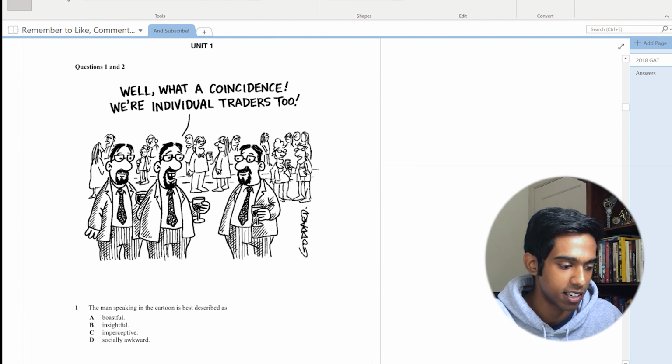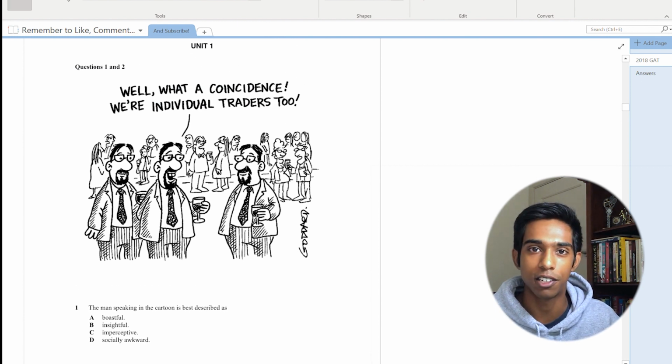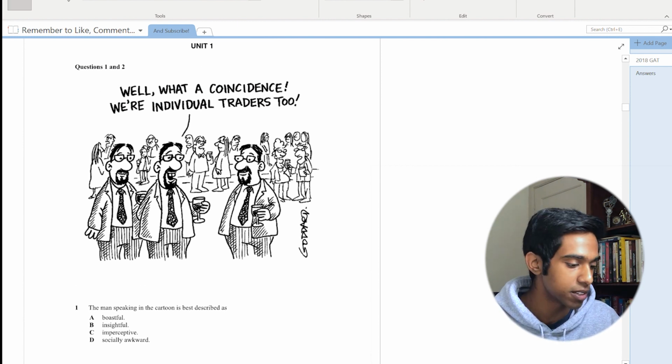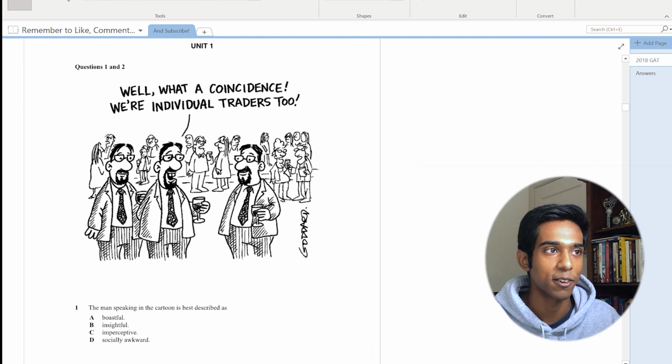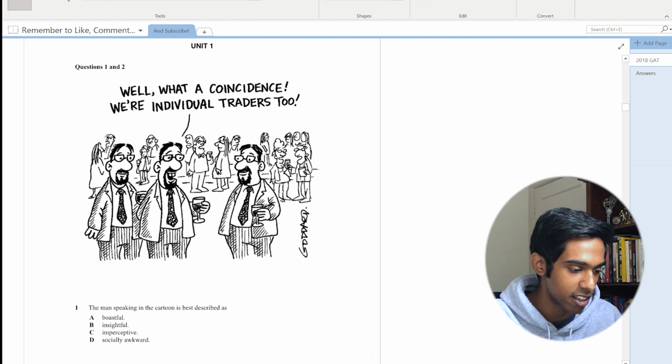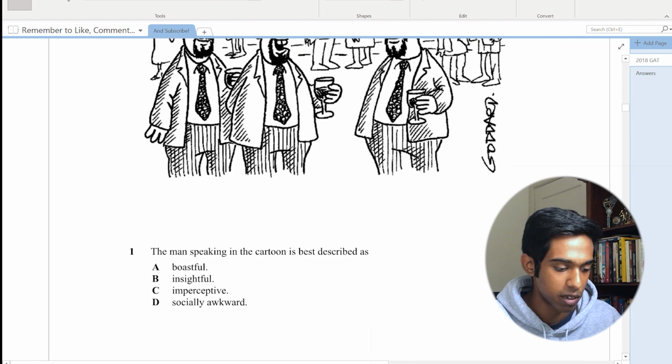The first one we see is this one, which is a sort of cartoon and a prompt. These ones you see on the GAT a lot, and I don't know if you think they're funny or not, but we have 3 people dressed identically. One guy says, "Well, what a coincidence, we're individual traders too." The first question is that the man speaking in the cartoon is best described as boastful, insightful, imperceptive, or socially awkward.